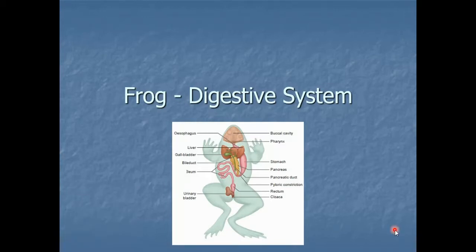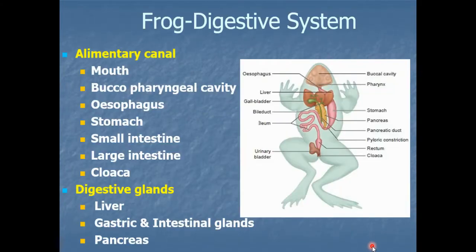So in this session, we'll see about the digestive system of the frog. This is the pictorial representation of the entire digestive system of frog. So this digestive system is composed of alimentary canal and the associated digestive glands.